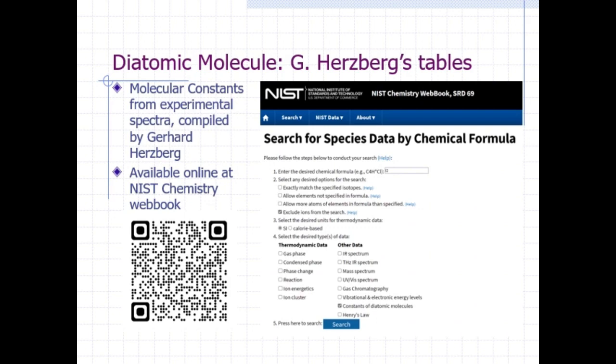Simply enter the formula of the molecule. And check the box for constants of diatomic molecules. Then click the search button.